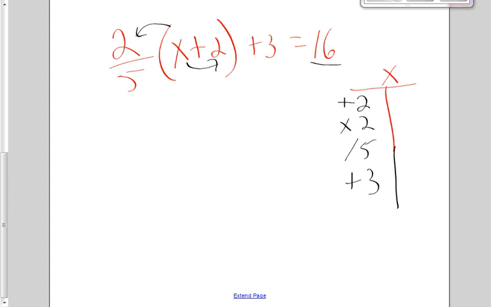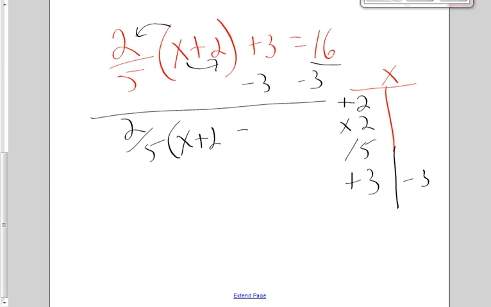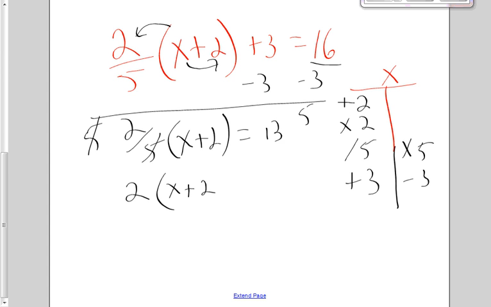So let's work backwards. Let's first of all subtract 3 from both sides. And we end up getting 2/5 x plus 2 is equal to 13. Next, instead of dividing by 5, we will multiply by 5. So we multiply this by 5 and this by 5. 5 goes into 5 once, and we end up getting two groups of x plus 2 is equal to 65.